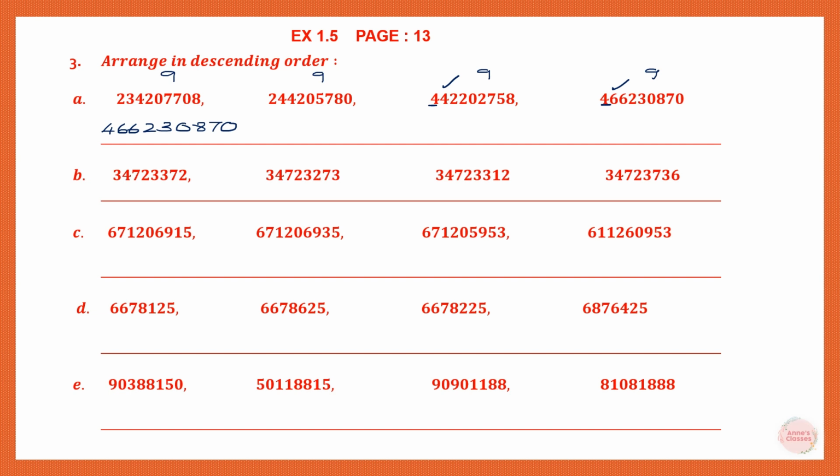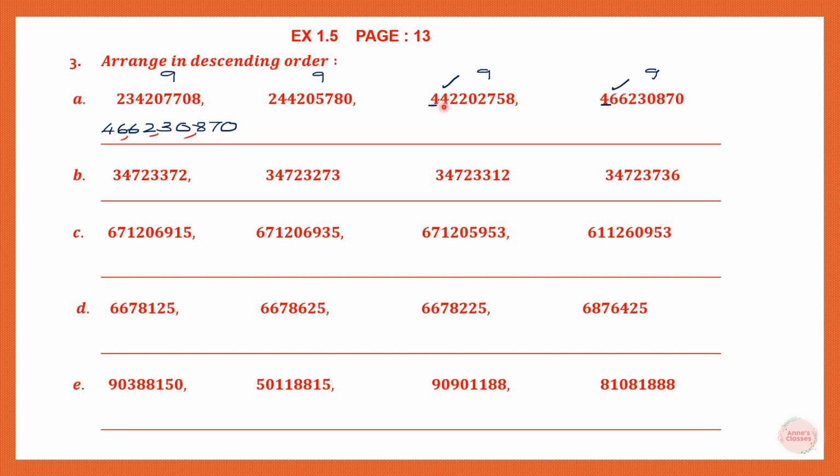Now to read this number, we need to put commas in the right places. So we have ones, tens, hundreds, comma, thousand, 10,000, comma, lakh, 10 lakh, comma, crore, 10 crore. So this is 46 crore, 62 lakh, 30,870. So we finished writing this number.